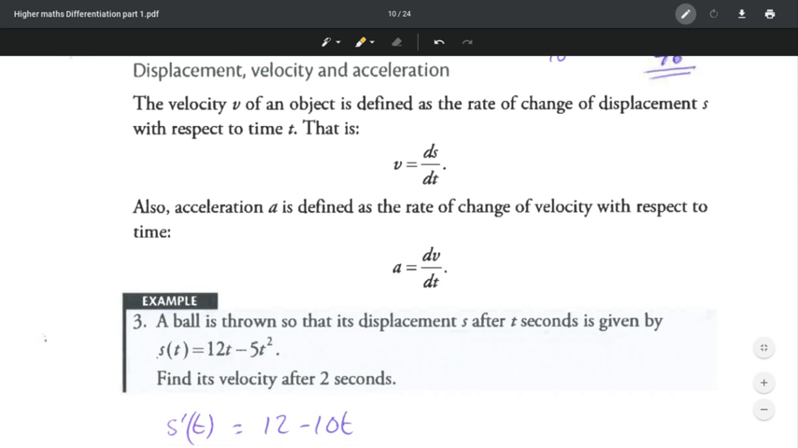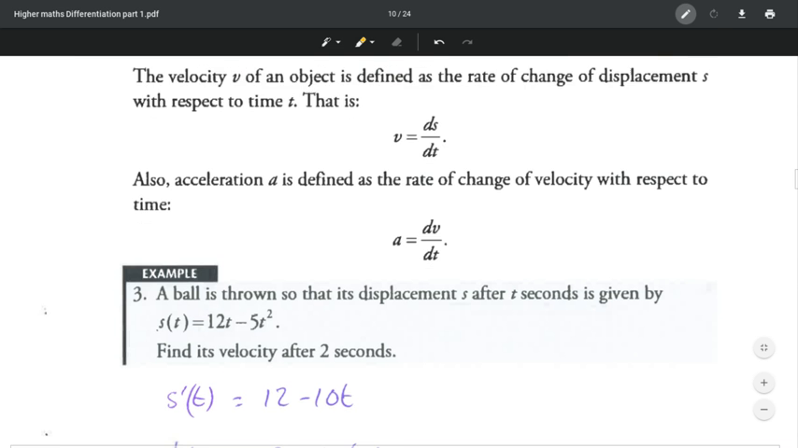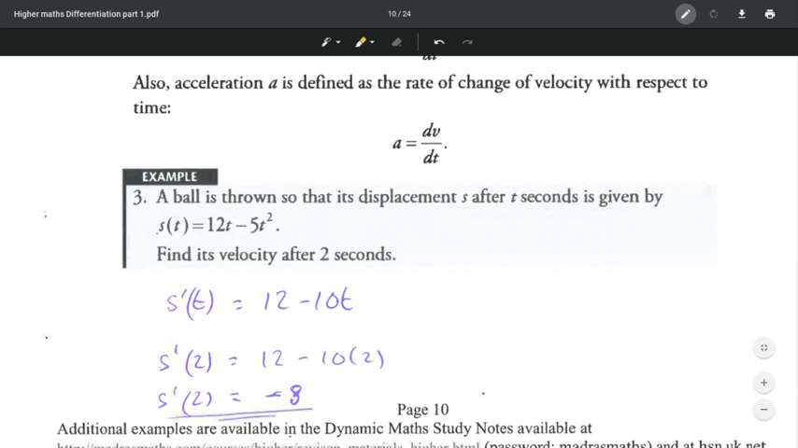Right, putting a bit of context to the rate of change. The velocity v of an object is defined as the rate of change of displacement with respect to time. So if we have s, we can differentiate s to get v. So s is displacement, which is distance moved from an original point. v is velocity, which is the speed in a certain direction. Also, acceleration is defined as the rate of change of velocity.